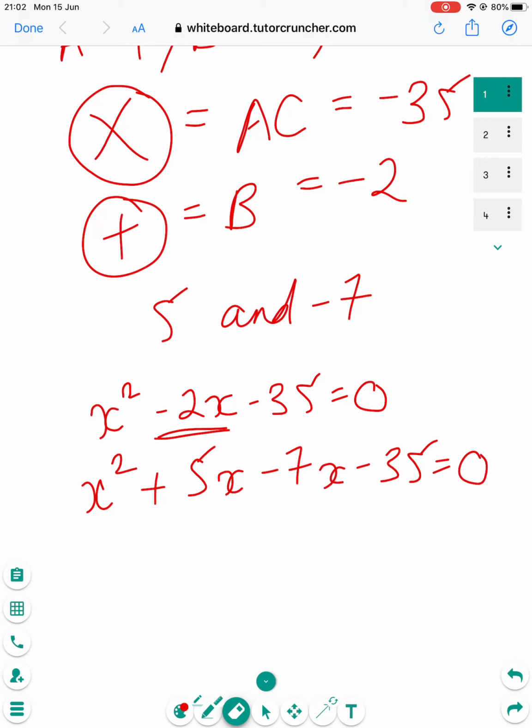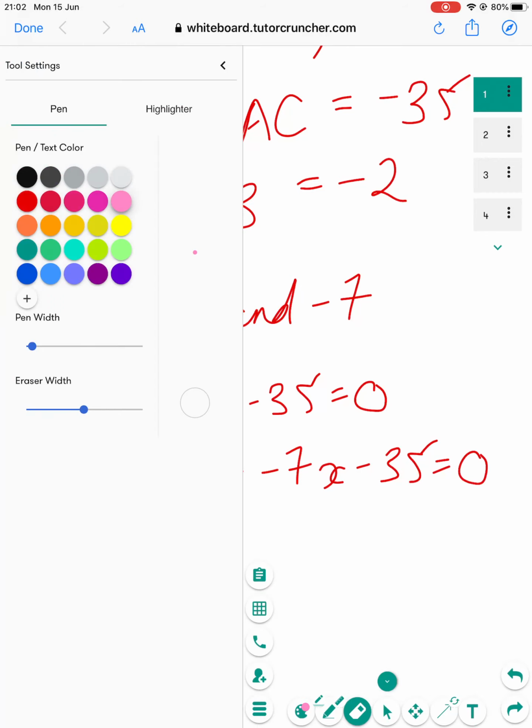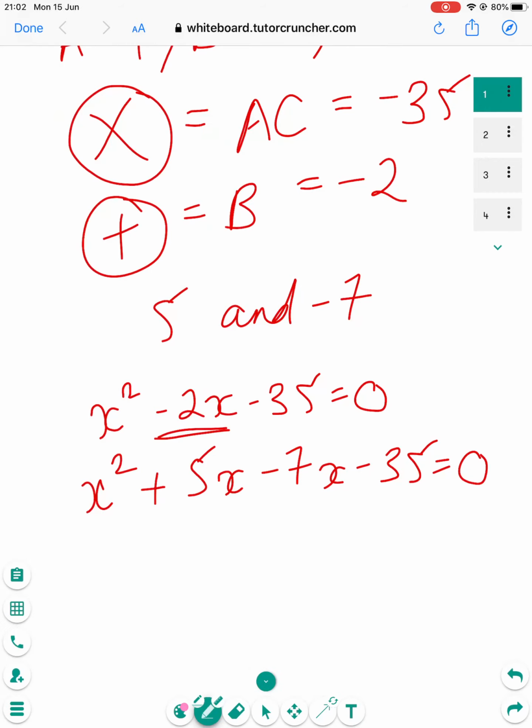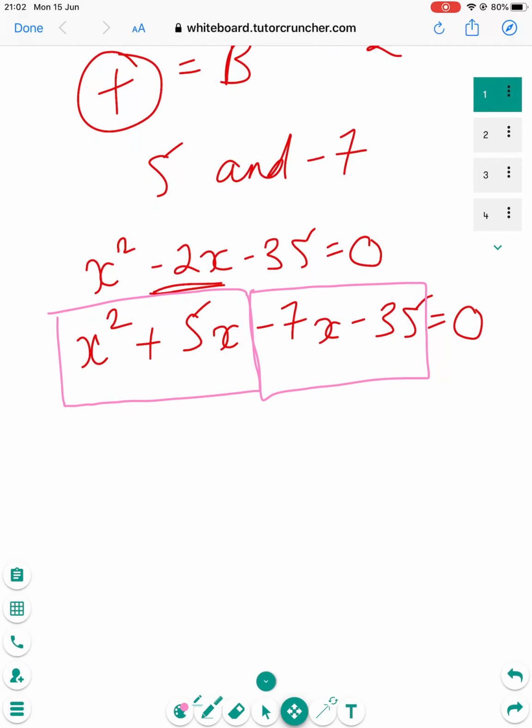Great, so now that we've done that, the next part of this method is actually quite easy. It gets quite easy from here. What we want to do now with this super long equation is group it into manageable chunks. Section 1 over here, x squared plus 5x. What we want to do here is factorize.